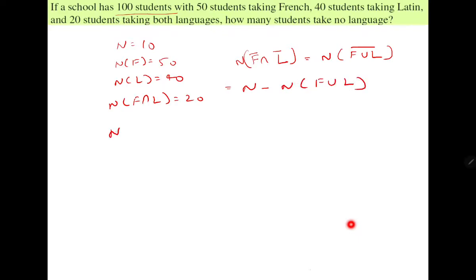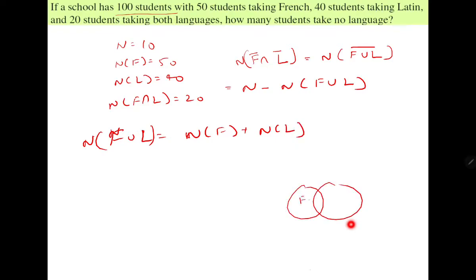Now if I compute F union L, since it is F and L, so if I write n of F and n of L, you will realize that if you see even the Venn diagram, then this part which is F intersection L is counted twice, in n of F also and n of L also. Therefore I should subtract it because it is counted twice, and this gives me the n of F union L.